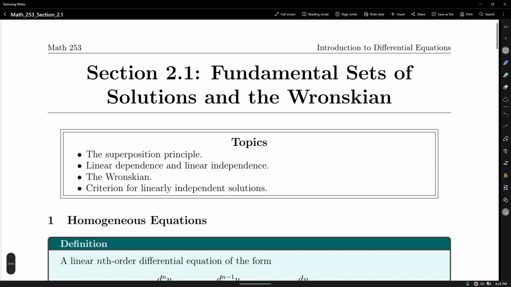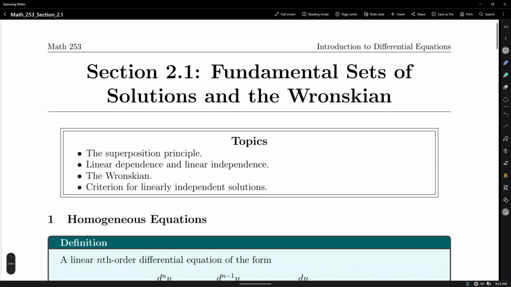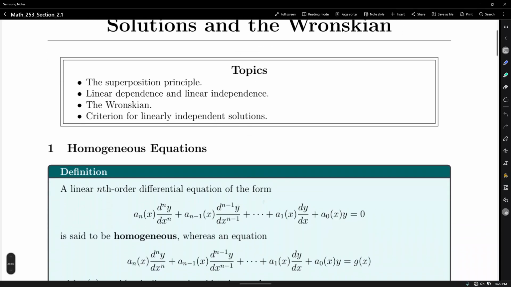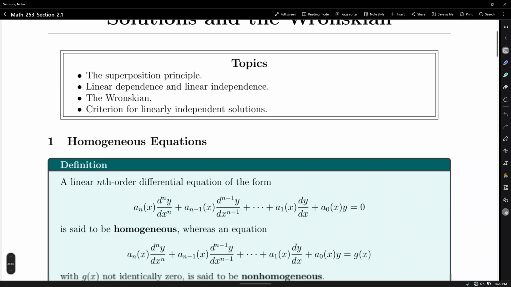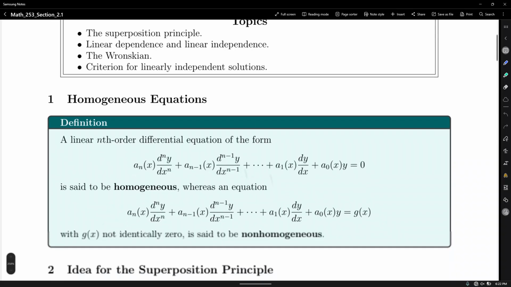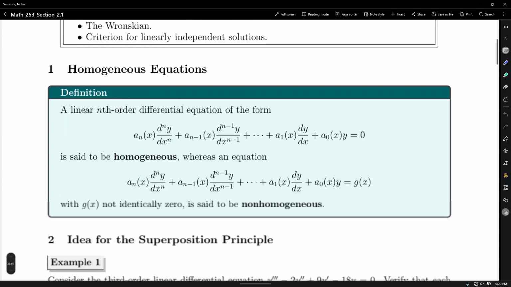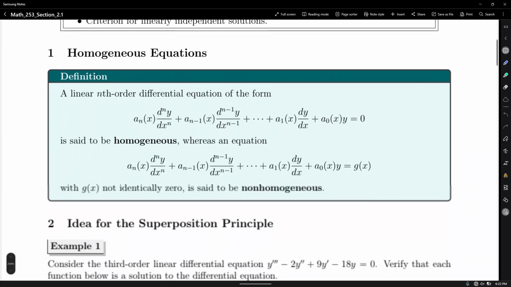We need some tools and some definitions before getting into actually solving the equation. So we need what we call the superposition principle. Let's talk about linear dependence and linear independence. Let's also talk about the Wronskian and the criterion for linearly independent solutions. Okay, so this is this equation.